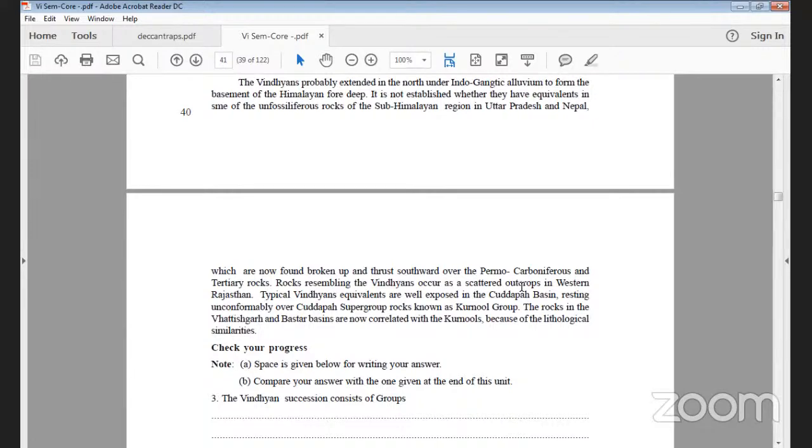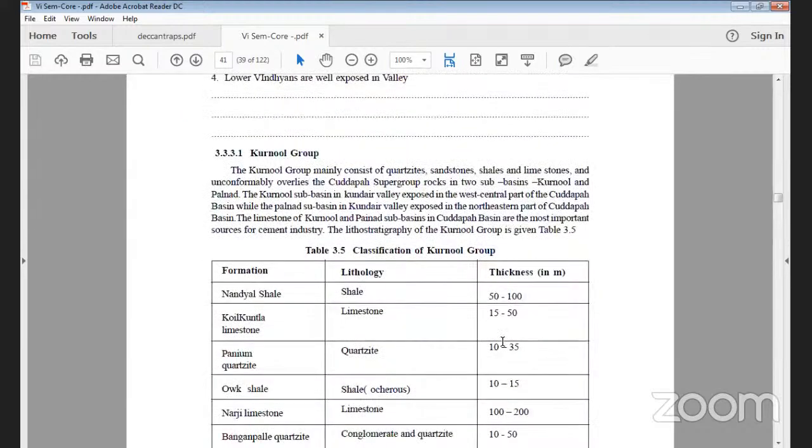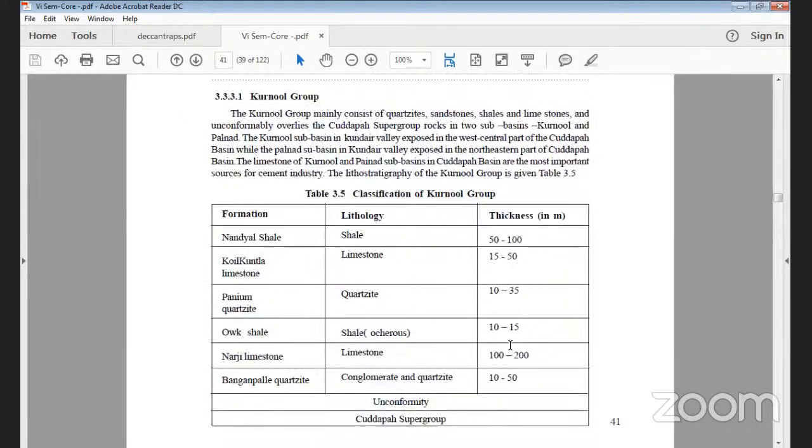The same rock formations you see in Chhattisgarh and Bastar. These basins are now correlated with the Kurnool because the lithological formations have similar characteristics. We are now coming to the Kurnool group.